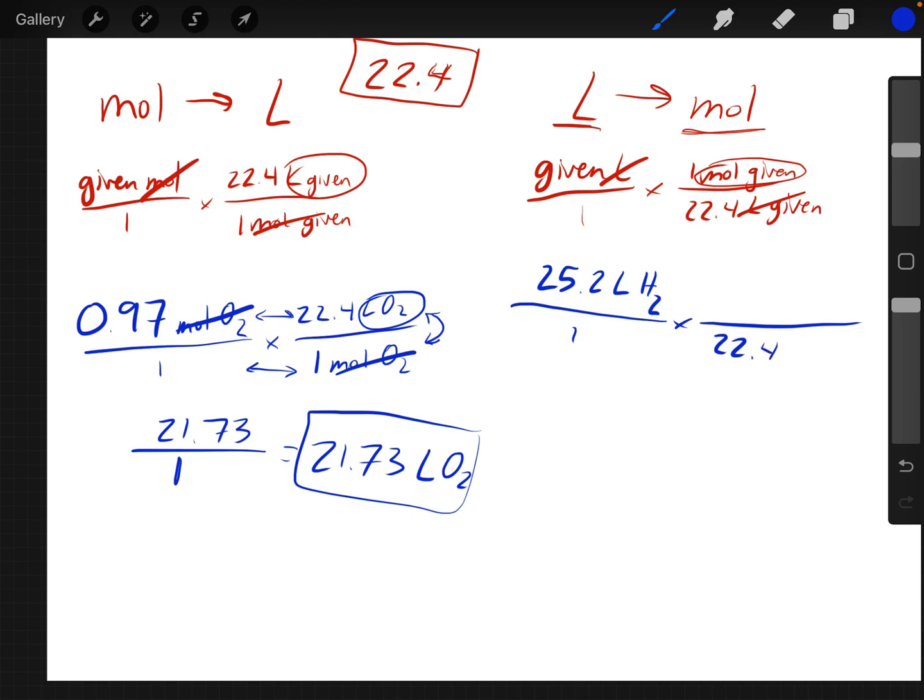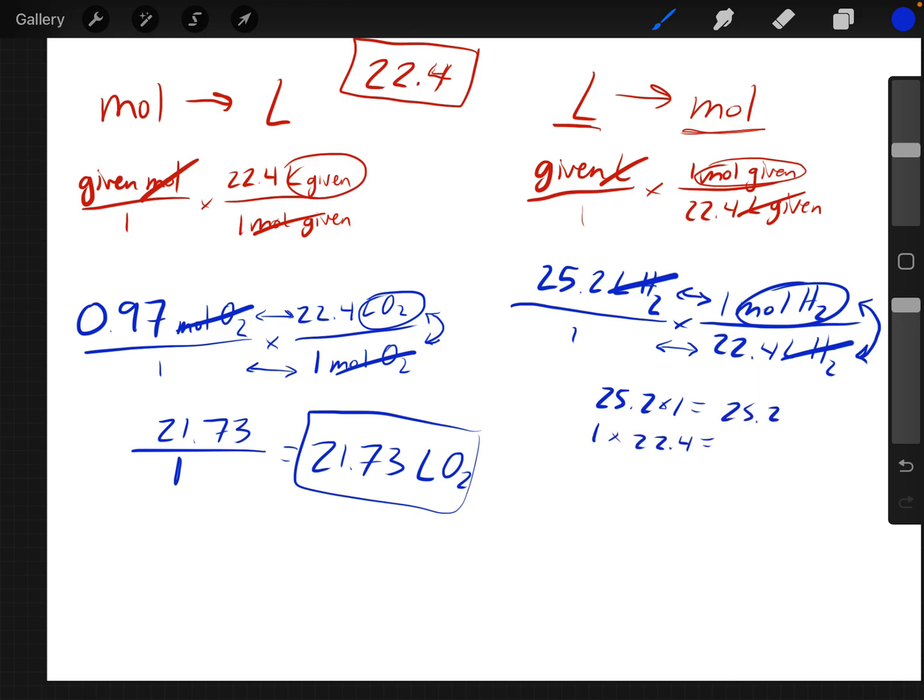That's why I keep using gases here. Okay, I'm going to put 22.4 liters of hydrogen gas on the bottom and 1 mole of hydrogen gas at the top. The reason why is because I want to get rid of those liters and I want to be left with moles. So I'm going to multiply across the top, multiply across the bottom, and then divide the top by the bottom.